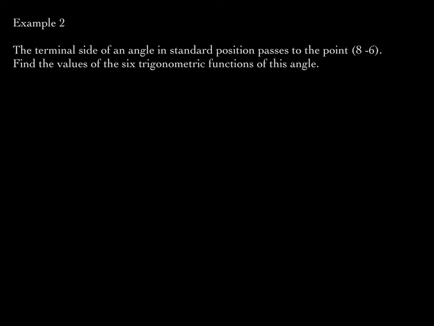Okay, the terminal side of an angle in standard position passes, sorry about this, it's not passes to the point, it should be passes through the point, typo. Passes through the point 8, -6. Find the values of the 6 trigonometric functions of this angle. Again, let's call this angle theta. We don't have to keep using theta, by the way. You can use alpha, beta, gamma, any other Greek letter that you know, or you can use letters of our alphabet as well. You can call the angle A or call the angle B or whatever.